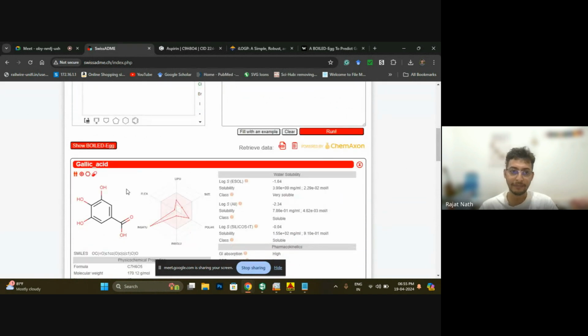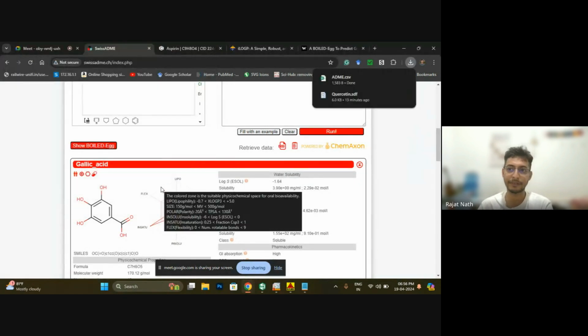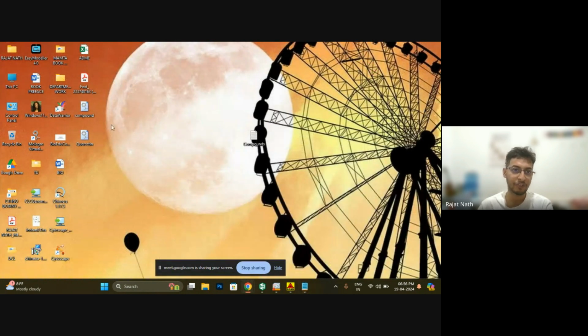And you can download the results at a time by clicking retrieve data. On the right hand side there is an option, it writes retrieve data. Just click on the CSV icon showing here. Click this CSV icon, give a name and click save. It will be saved as a CSV file. So this is the file I have saved.